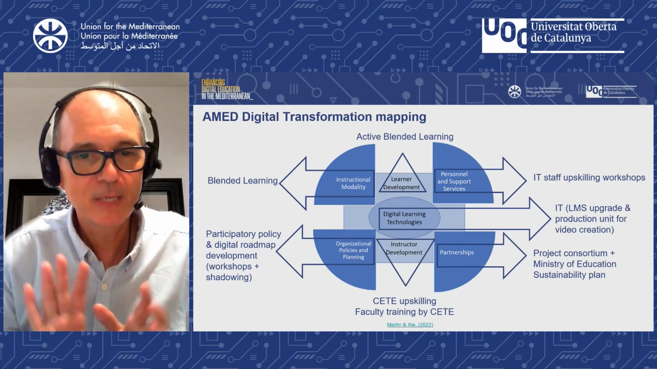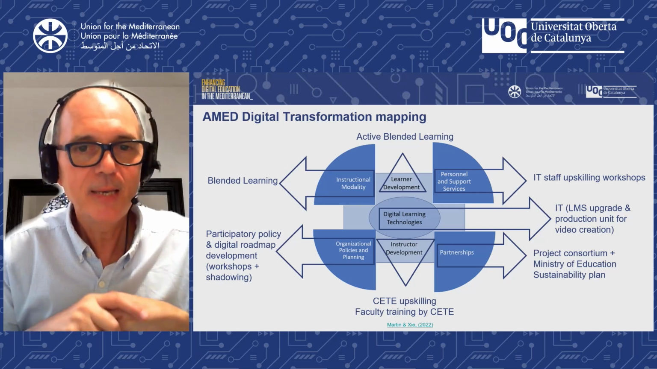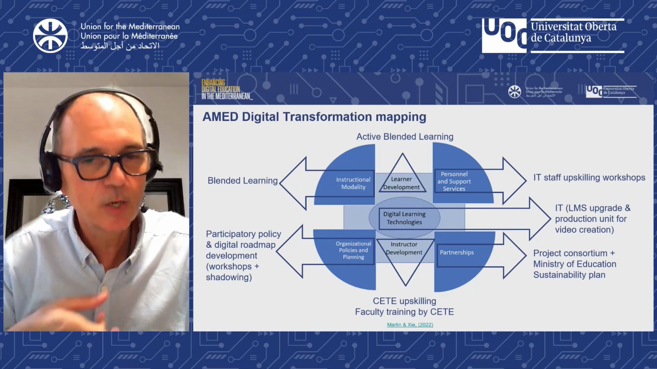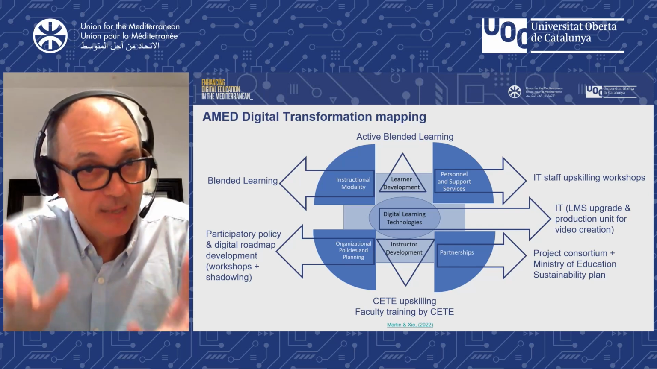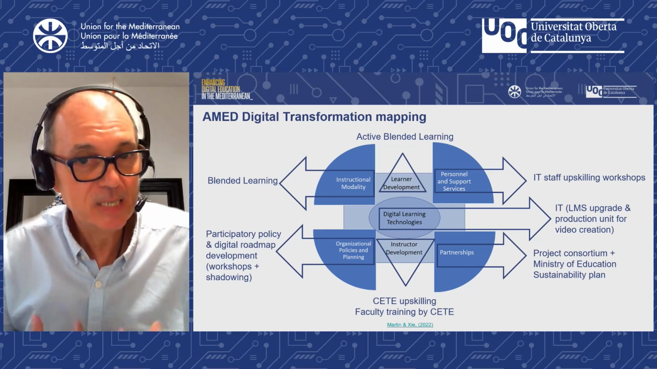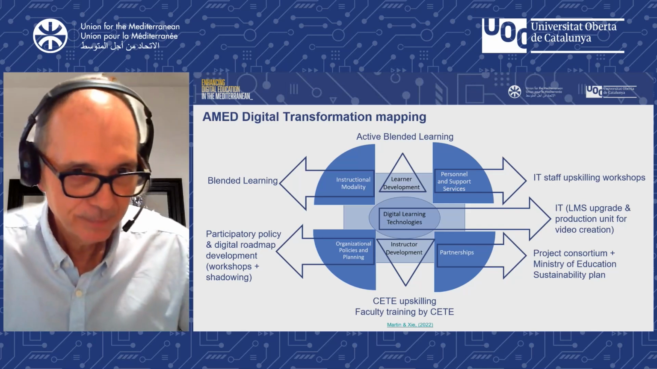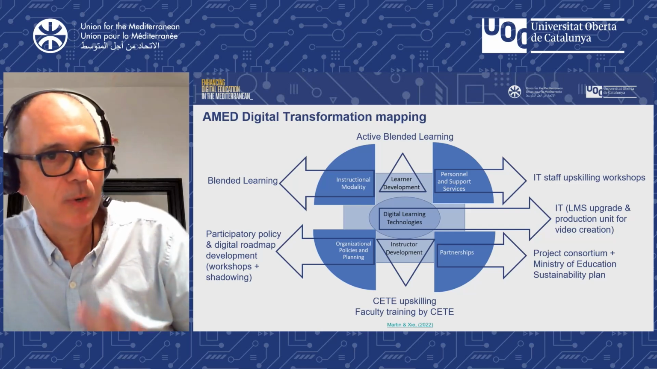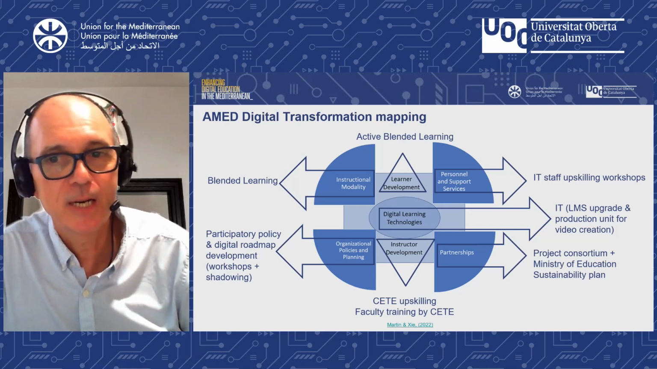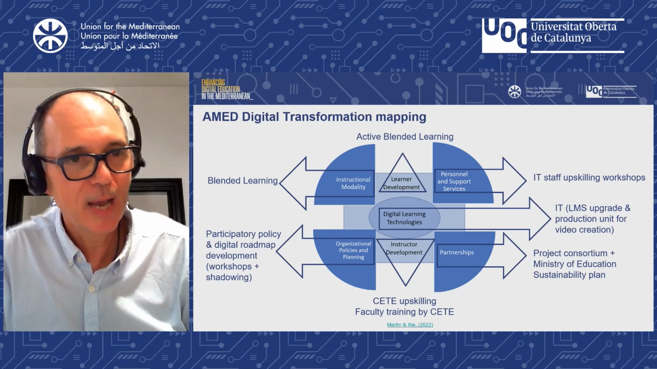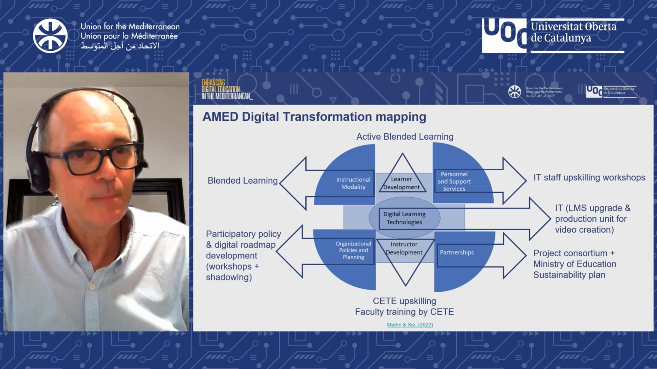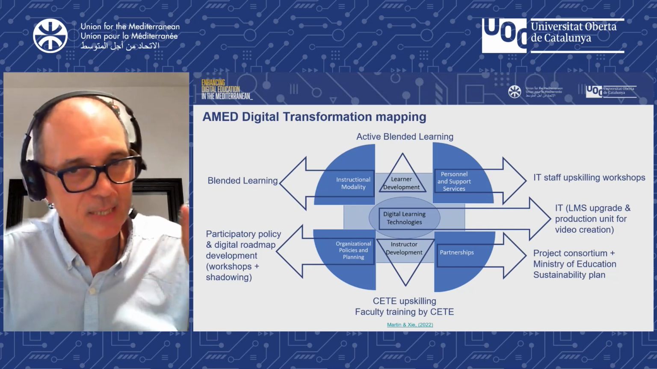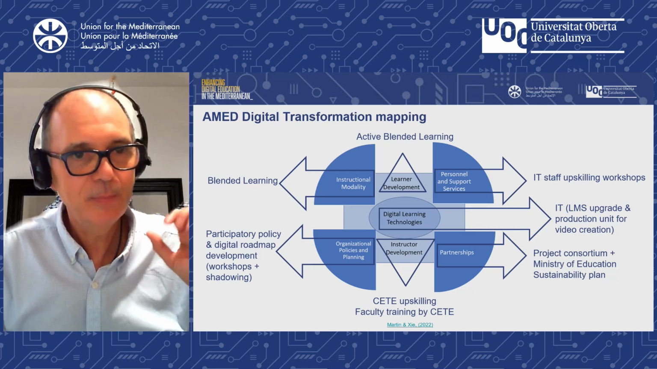So as you see here, all the elements of this conceptual model integrate instructional modality, learner development, personal and support services, digital learning technologies at the center supporting all the other activities, organizational policies and planning, instructor development, and partnerships. Just in a nutshell, very rapidly. Learner development and instructor development were among the priorities, but of course, we were also talking about digital learning technologies capacity installation. So we also had an objective of improving the capacity of the technology. We were thinking about, as I mentioned before, the blending modality in a specific way. We were thinking about active learning, blended learning.